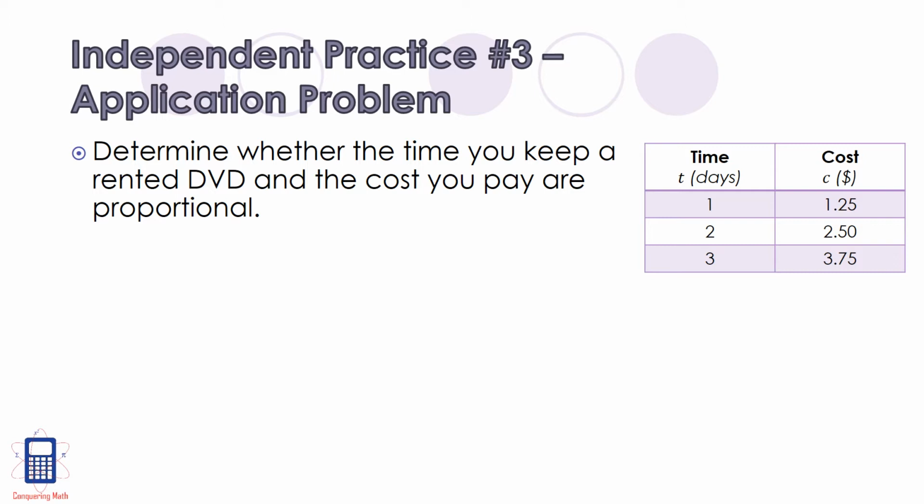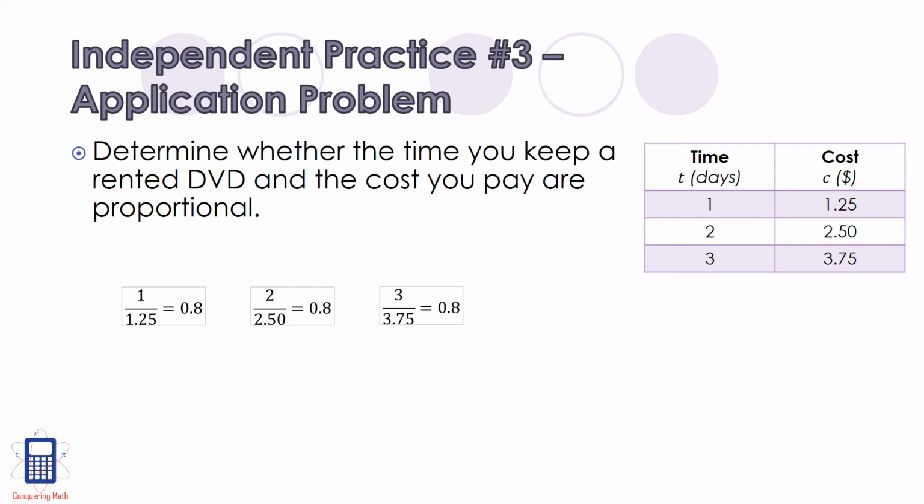Ready? You should have found the value of each of the ratios and compared them to each other. It doesn't matter if you did time over cost or cost over time. This time I chose to do time over cost. So first I have 1 day over $1.25, and this is equal to 0.8. Then I did 2 days over $2.50, which is also equal to 0.8. Finally, 3 days over $3.75 is also equal to 0.8.